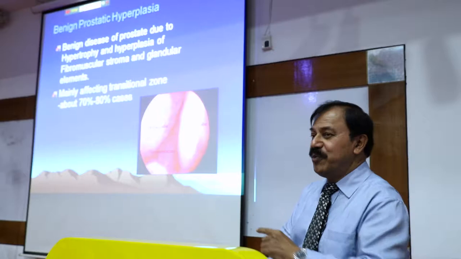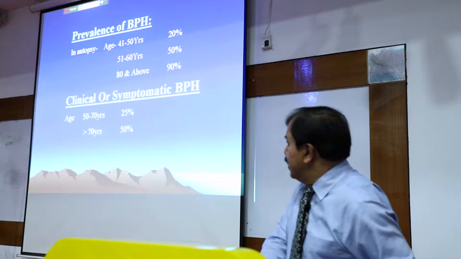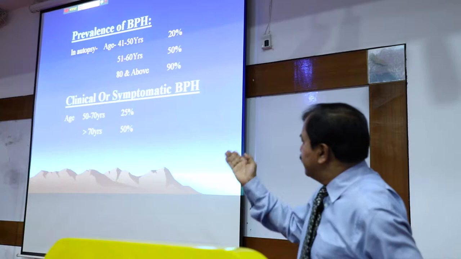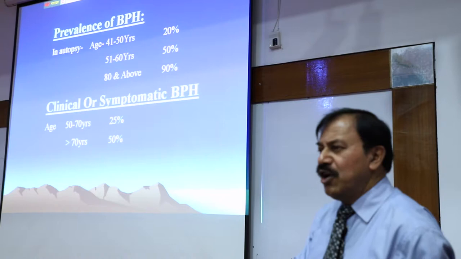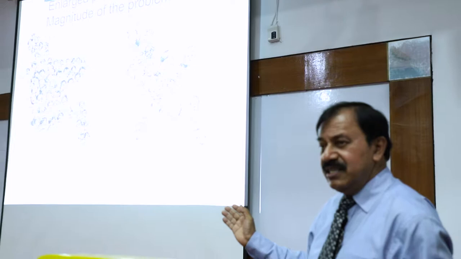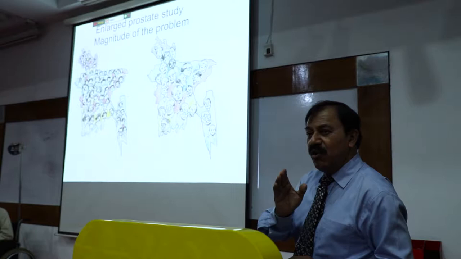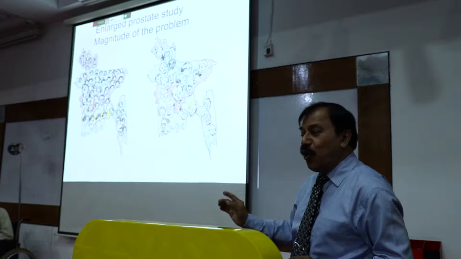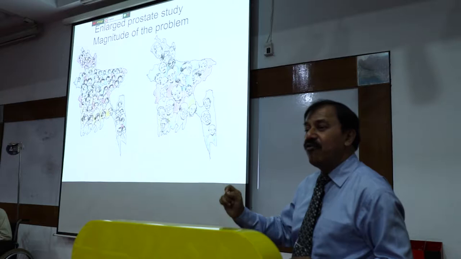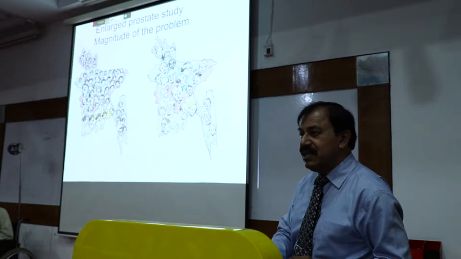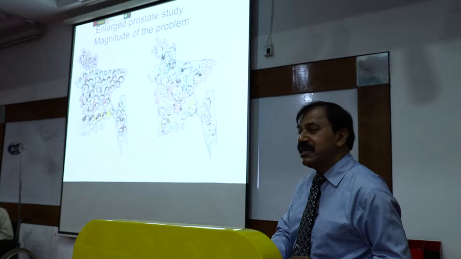If you go further, prevalence of this disease. In autopsy this is the prevalence, and for clinically symptomatic prostate, at age 50 to 70 it is 70%, and above 70 this is the distribution. It has been studied in this country, and this study was done by me, first in this country, to see how many elderly males suffer from this problem. The study was done in one of the Upazilas in Gazipur, and it was documented that 39.5% of elderly males of this community suffer from enlargement of the prostate. 39.5% is a big number of people suffering from an enlarged prostate.